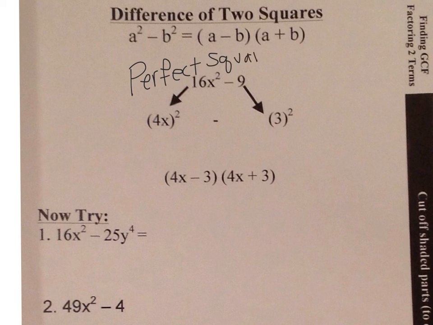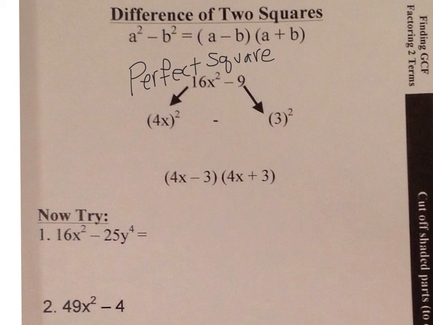Now let's move on to the number 9, the second term. 9 is 3 to the power 2. So that is also a perfect square. And there's a minus between them, so there you go, that's the difference of two squares. Then I can apply the rule, which is A minus B and A plus B, where A is the first term and B is the second term. And there you go, that's my factored form.